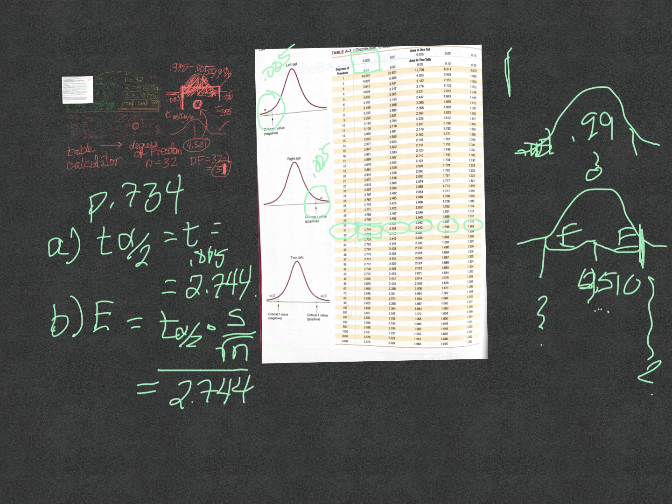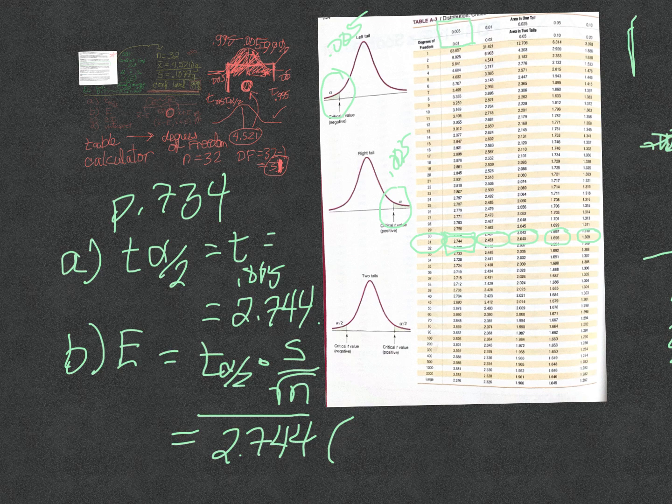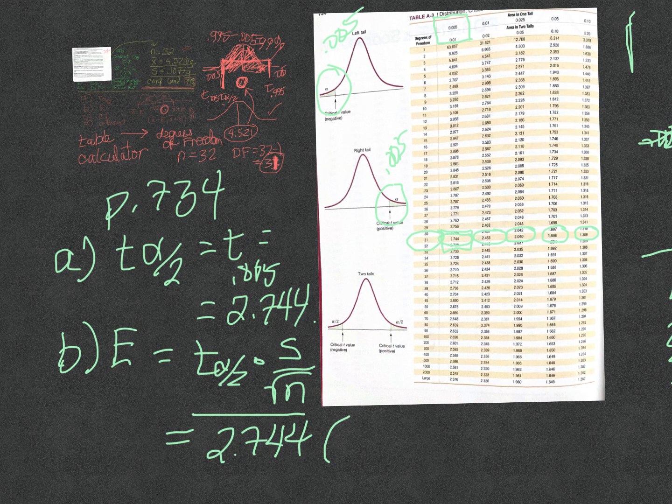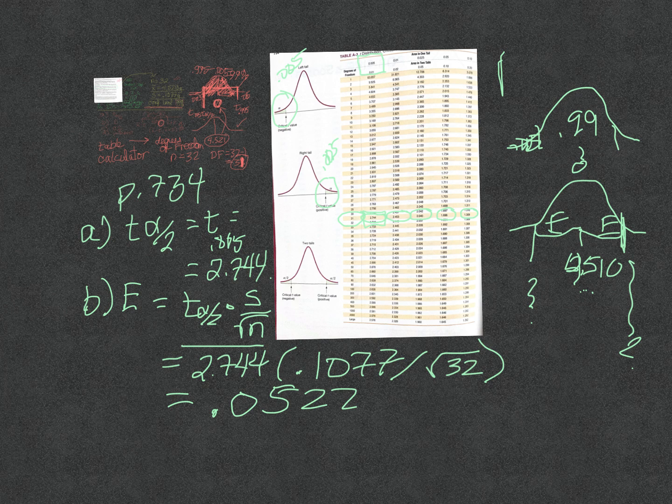And so we can calculate that: 2.744 times the standard deviation, which was, let's look, I forgot, 0.1077, then divided by the square root of 32. And so we can do that on a calculator. I've now done it on a calculator, and I get 0.0522. That's the margin of error.